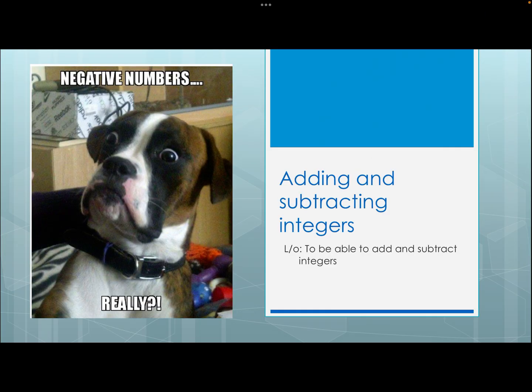Okay, so this dog on the left, it's not my dog. I do want this dog. I want a boxer, but my wife is allergic to dogs, so that's that.